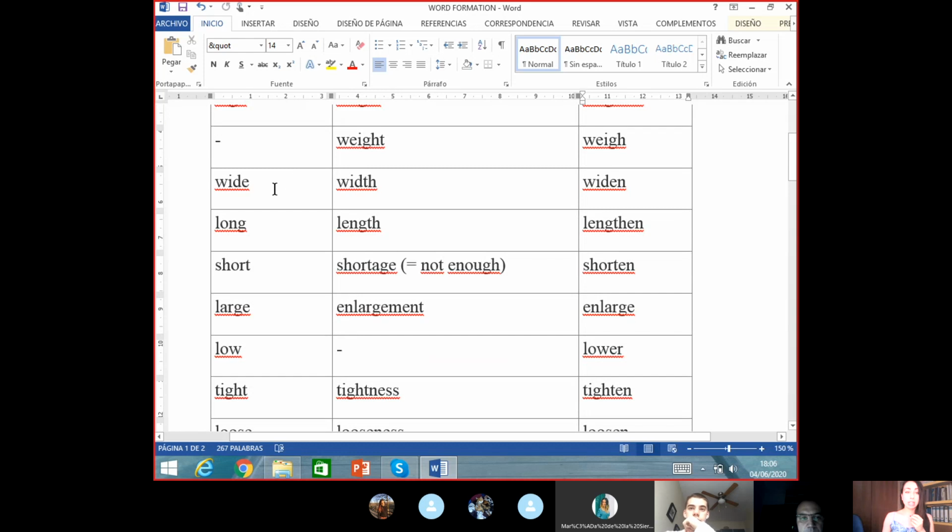So for example, guys, wide. Wide, you know that is ancho. Width, anchura, widen, ensanchar. And you conjugate these verbs as you do with regular verbs. If you have doubts, let me know.